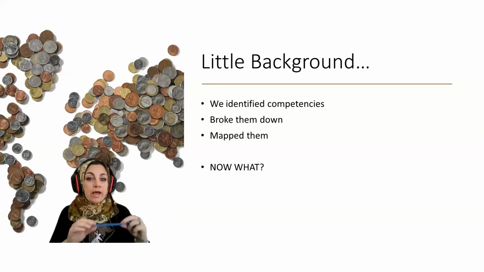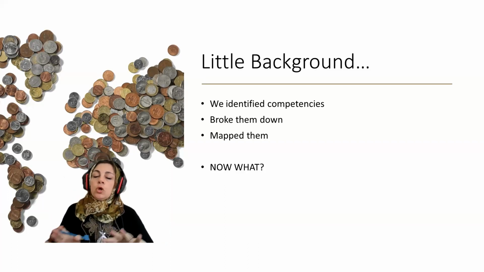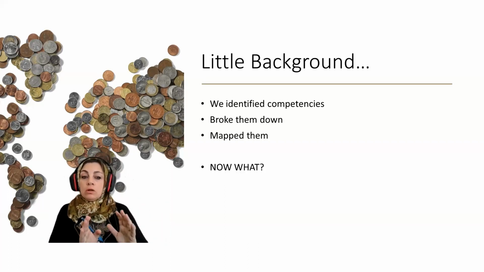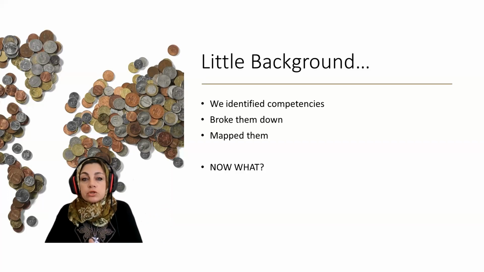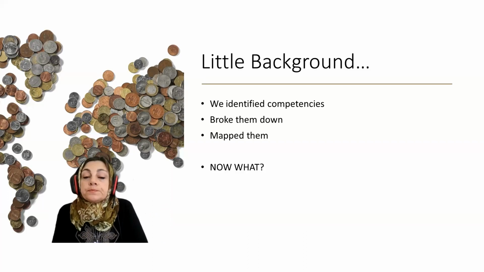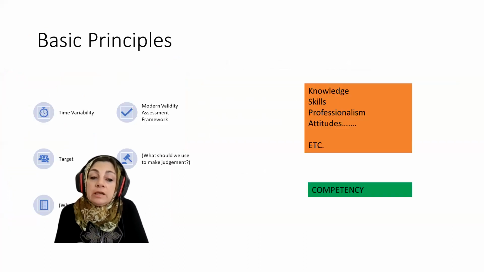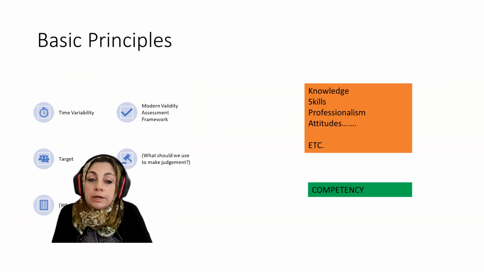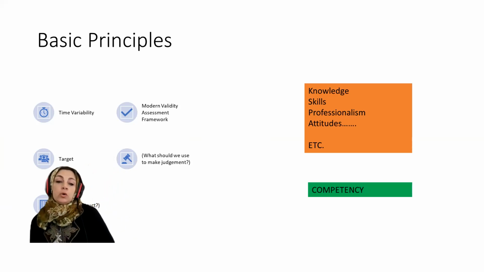We said that number one, we have identified our competencies. Number two, we have broken them down into what we call enabling competencies, and we have mapped them. We've done this all by the end of the first video, if you remember. Having done that, finalized that, we need to start focusing on now what? Where are we going after this? And now, actually, we are speaking about assessment and the basic principles that go with that.